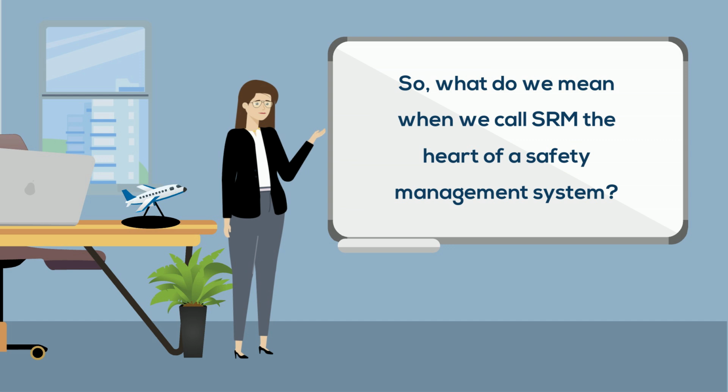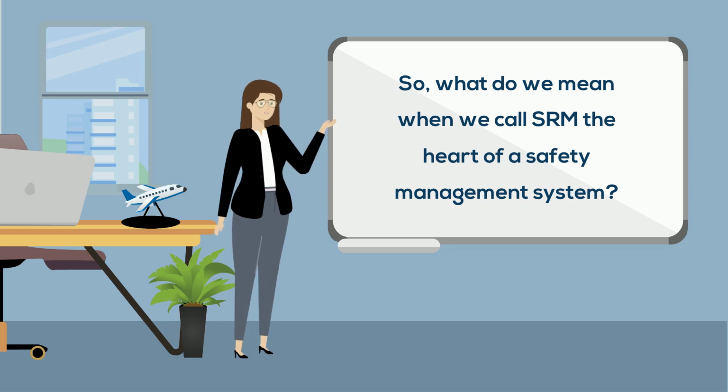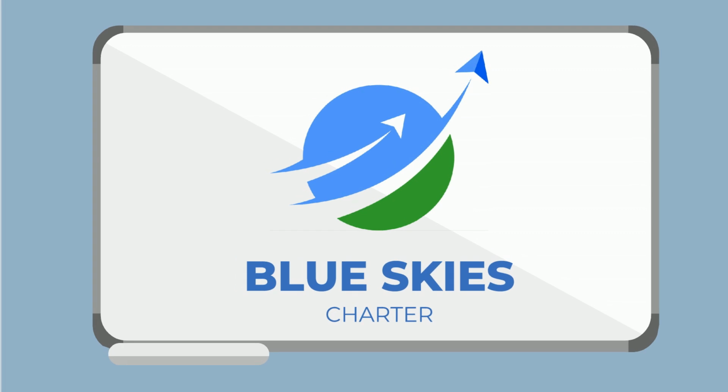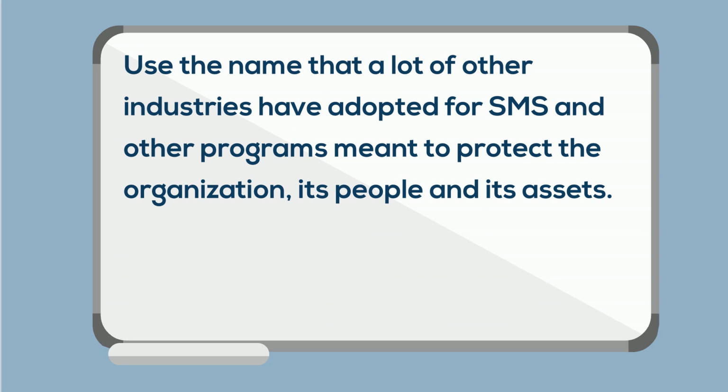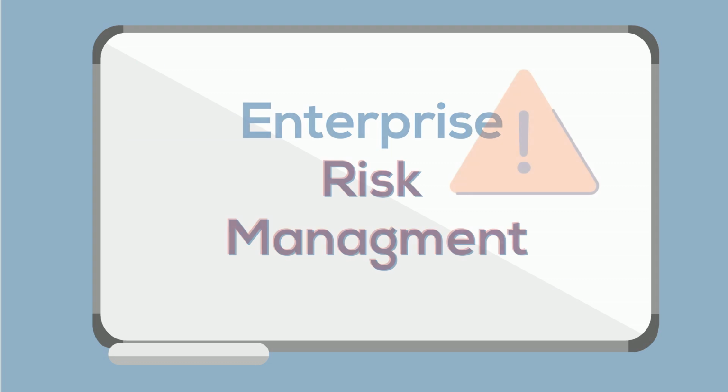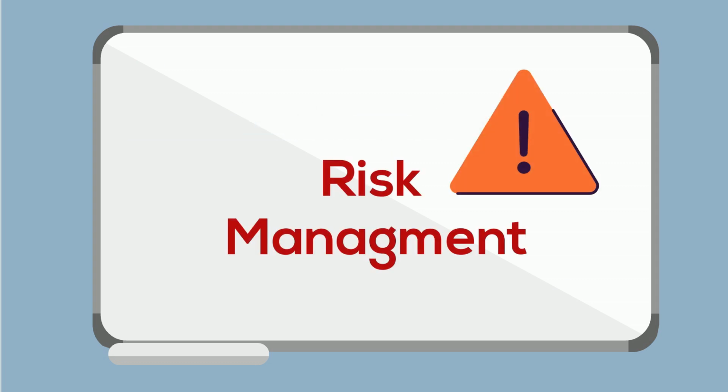So, what do we mean when we call SRM the heart of a safety management system? Let's explore this by looking at Blue Sky's Charter's operations. First, it might be easier if we use the name that a lot of other industries have adopted for SMS and other programs meant to protect the organization, its people, and its assets. They're called Enterprise Risk Management. Risk management is the point.